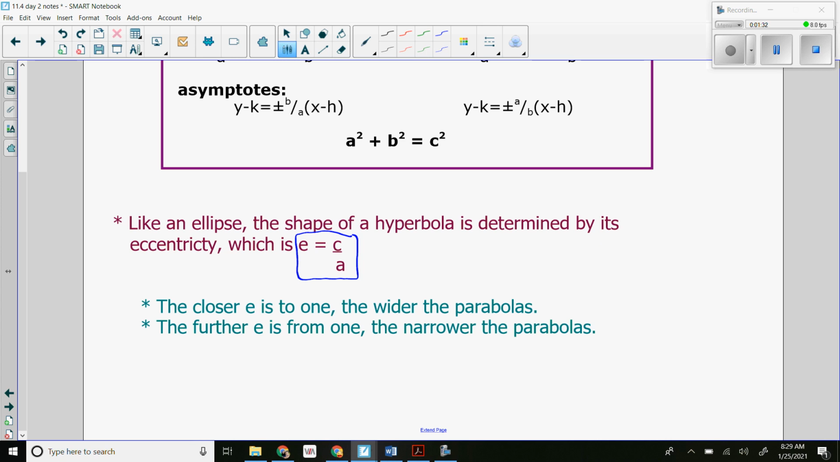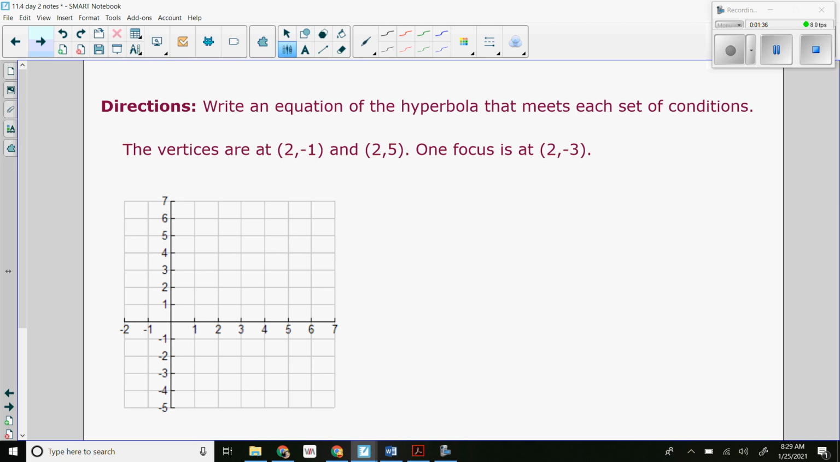Let's try them though. Let's start out here with this one. This is: write an equation of a hyperbola that meets each set of conditions. And first we have the vertices. The vertices are at (2, -1) and (2, 5). And then one focus is at (2, -3). So let's go ahead and graph those things.